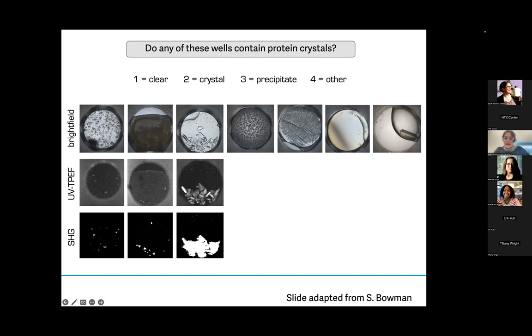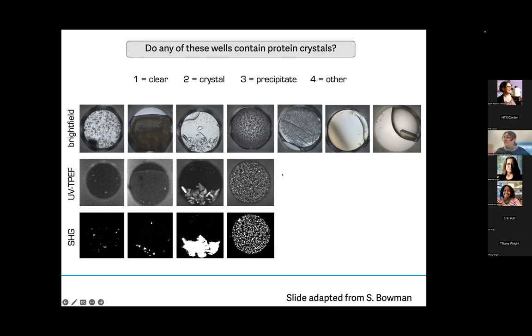All right, well, number 4. We're about half and half protein crystal and precipitate. Yeah, it would be really tough for me to identify which one this is, but with the magic of SHG and UV TPF, you can see that these are microcrystals or little crystal clusters.